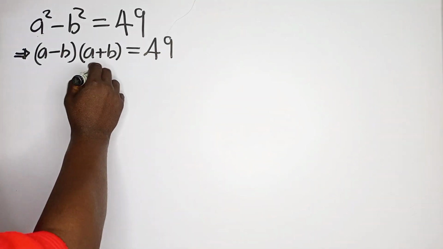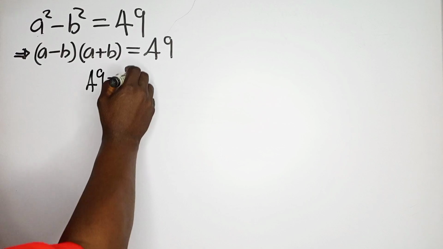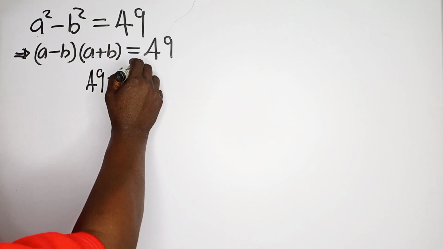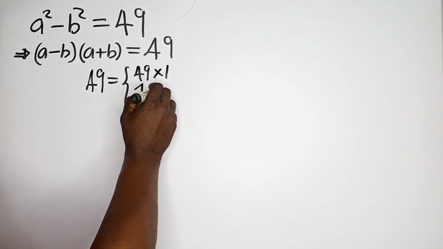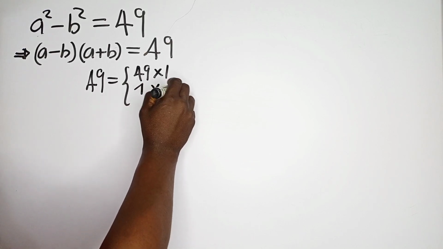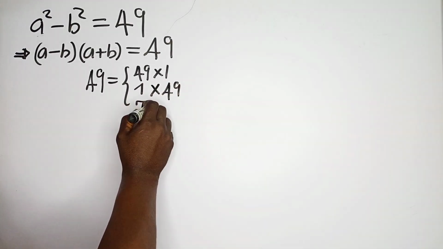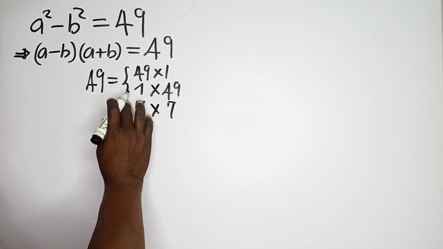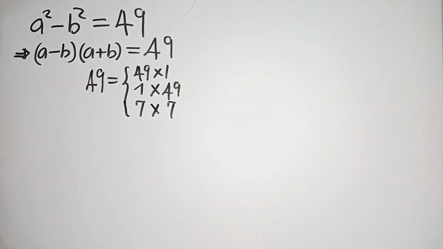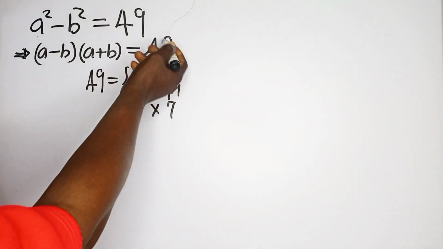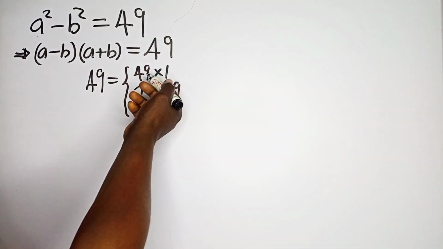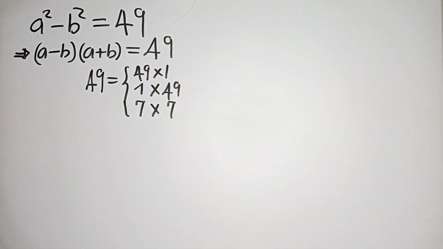All right, 49 can be decomposed as 49 times 1, or 1 times 49, or 7 times 7. Those are the possible factors of 49. So the left hand side is a product of two expressions. So we want to also convert this as a product of two expressions and work out to see the possible values of a and b.